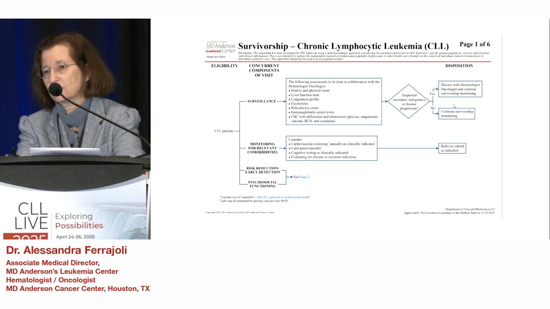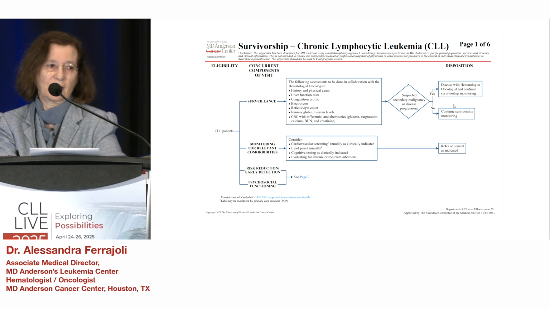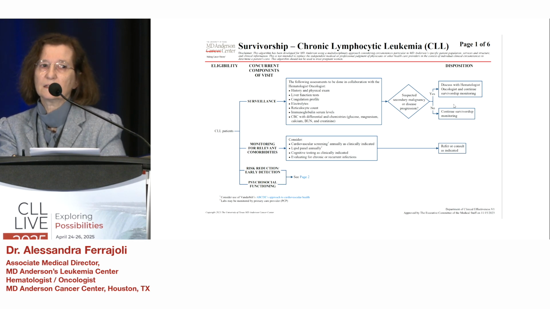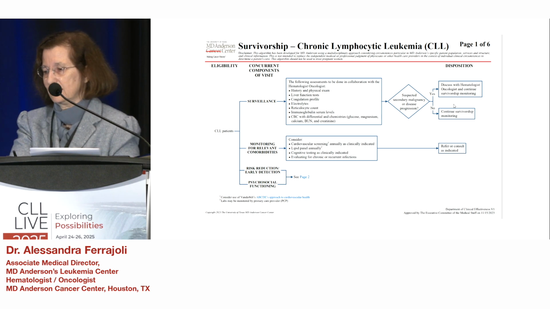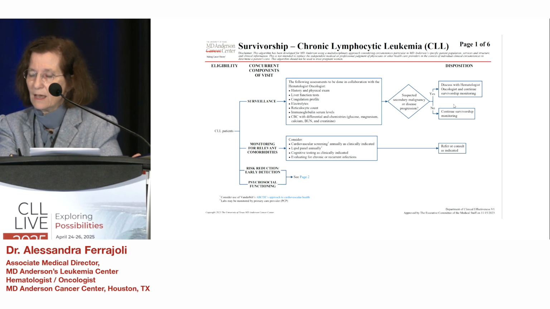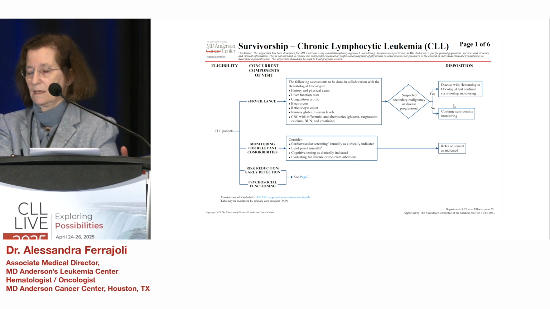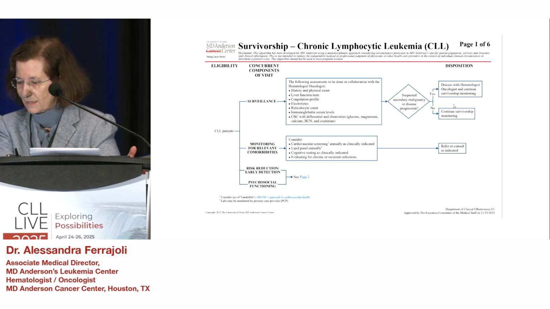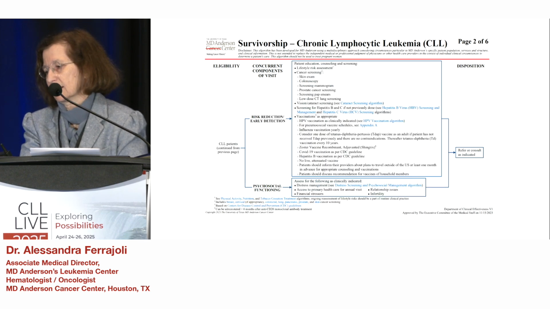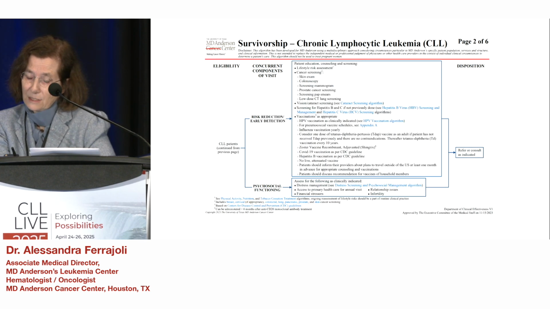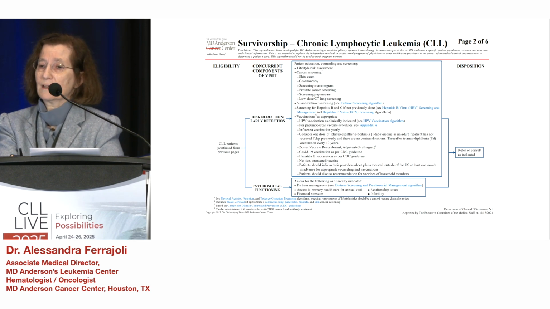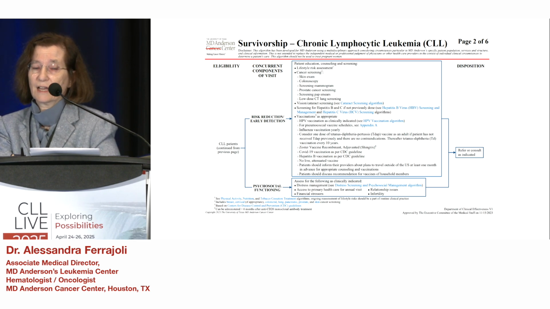So we follow an algorithm. This algorithm is open to the public. Actually, anyone can go to the MD Anderson website. There is a page for algorithms. There are algorithms for treatment, but there are also algorithms for survivorship, and this is the one for chronic lymphocytic leukemia, where we focus on different areas: surveillance, immunization. We tend to intervene on comorbidity, psychosocial functioning, and risk reduction. In particular, this page, I think, is important and is where all the cancer screening recommendations are listed.